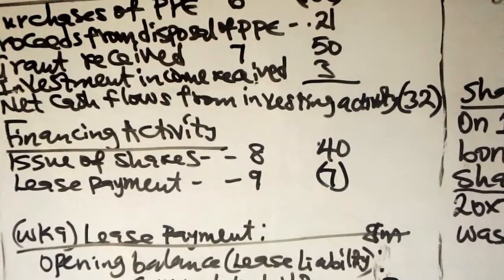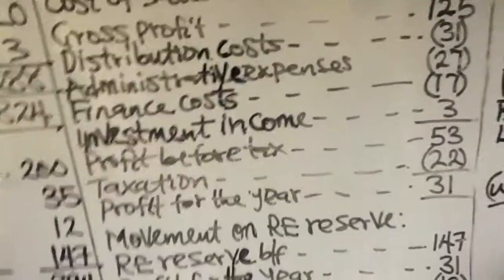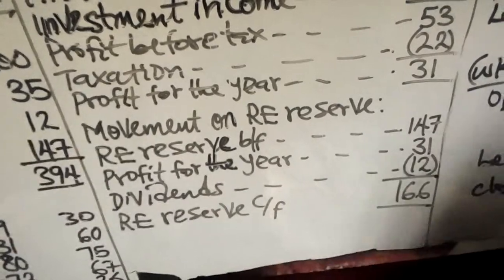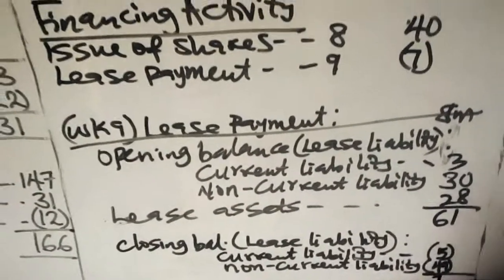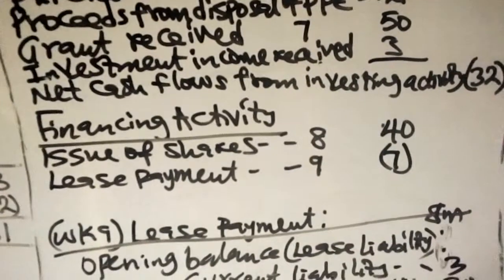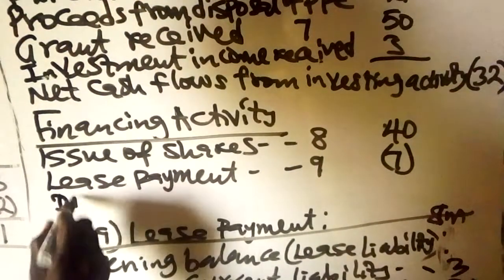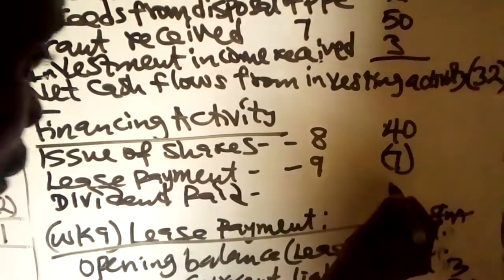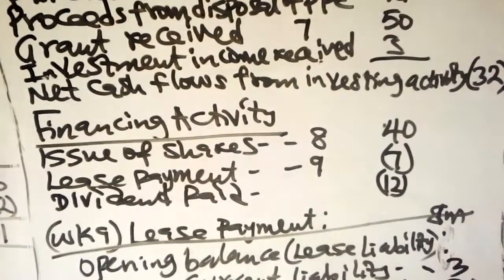Then we are also given dividends paid in the movement in reserve. Dividends is given of 12. So we are going to recognize dividend paid of 12. In case that dividend is not given, I've told you that you have the opening balance of retained earnings plus profit for the year minus the closing balance of retained earnings.